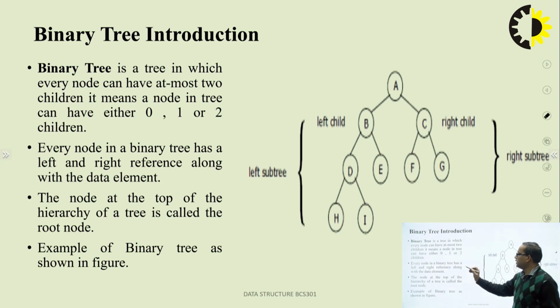So every node in a binary tree has a left and right reference along with the data element. This is the left pointer to the left child, and this is the right pointer, which contains the address of the right child of node A, that is C. Okay. The node at the top of the hierarchy is known as the root of the tree. There will be only one root node. In this case, A is the root of the tree. And this is the basic example of the binary tree.